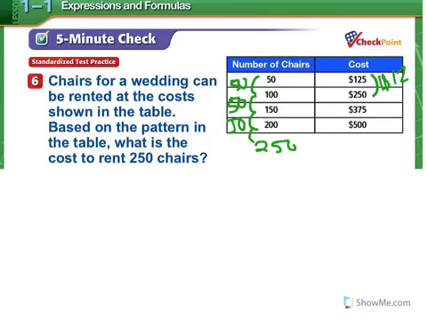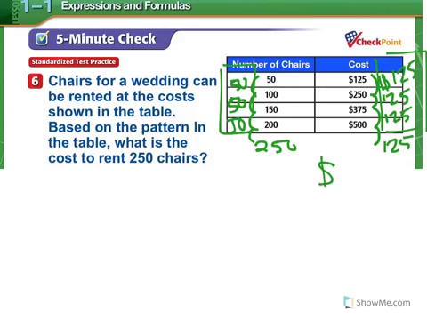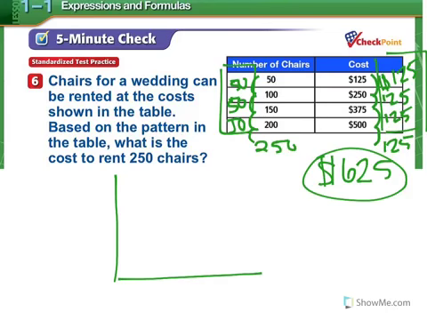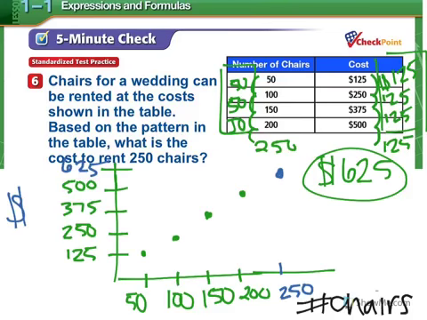The same for 375 minus 250 is 125. And 500 minus 375 is 125. So since this is uniform and we have the same differences on both sides, we can then add 125 to 500 to get 625. You can also do this by graphing them, and you can see that it forms a linear graph.